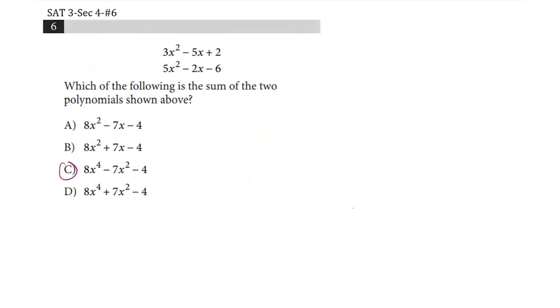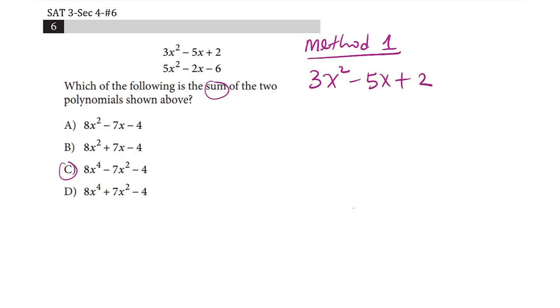Which of the following is the sum of the two polynomials shown above? Keyword here is sum, and all that means is we're going to be doing some addition, adding two expressions. So there's actually two ways we could do this. Let me show you the first method. Let's call it method 1, and it's simply going to be an addition problem, one stacked on top of the other vertically. And I'm going to copy the second one down, 5x squared minus 2x minus 6.